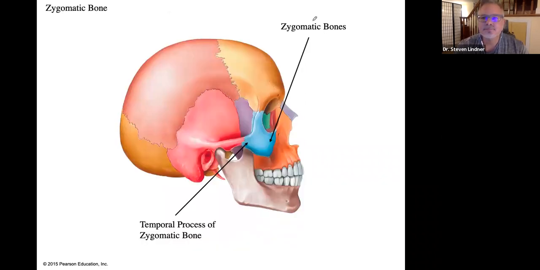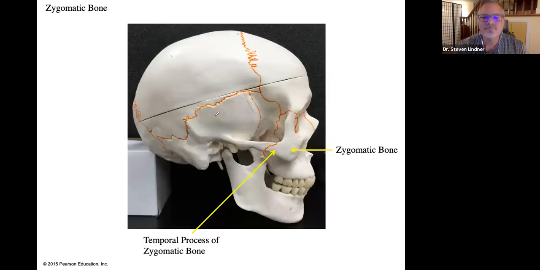Okay, now, let's move this. Here's the zygomatic bones here. This happens to be the temporal process of the zygomatic bone right here. Temporal process of the zygomatic bone. This is the zygomatic process of the temporal bone. Okay, it's a little bit tricky. So this is the temporal process of the zygomatic bone. This is the zygomatic process of the temporal bone.